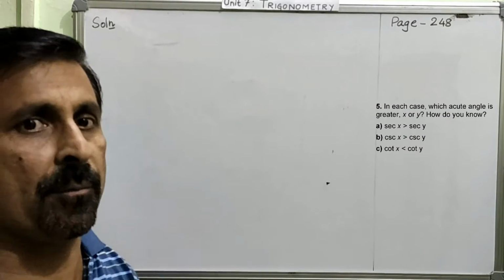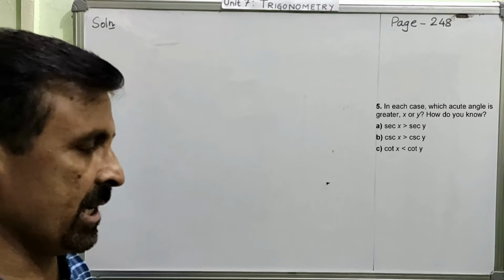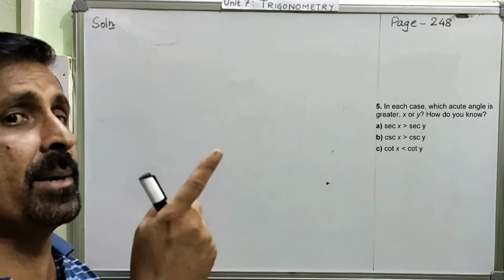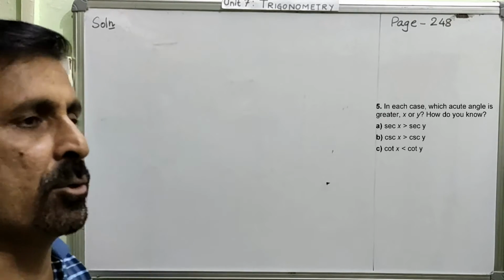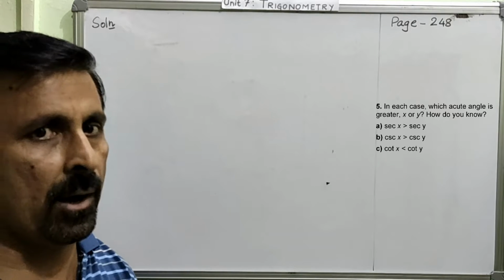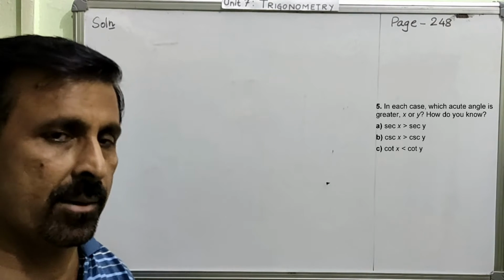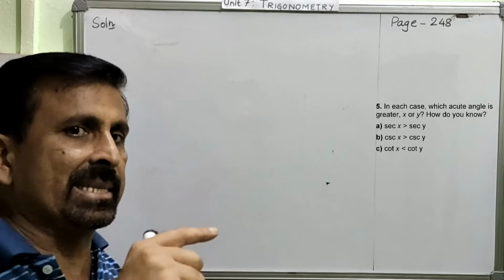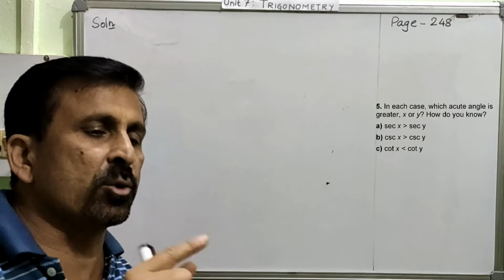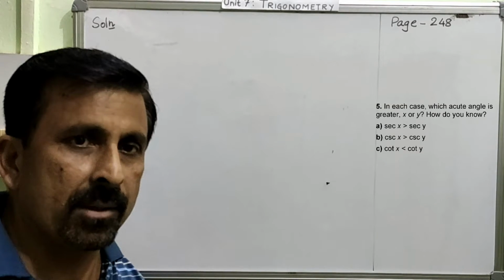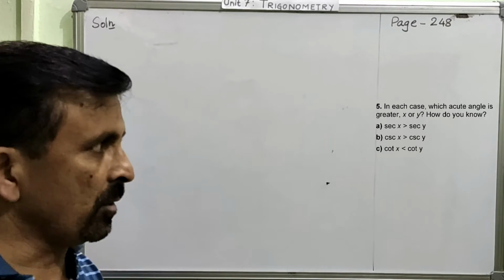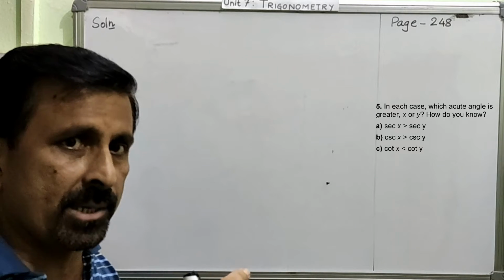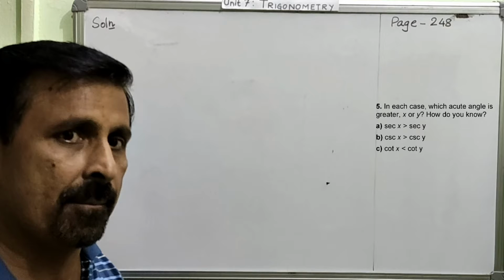Now we are moving on to question number 5. This question, if you see, is the exact same question we have done in the previous exercise, but it was for the fundamental trigonometric ratio, and now the same thing we are going to do for the reciprocal of trigonometric ratio. I will remind you, in the previous video the question was, if sine x is greater than sine y, then what do you say about angle x and angle y? You can go back to the previous video and check how we found the relation between x and y.